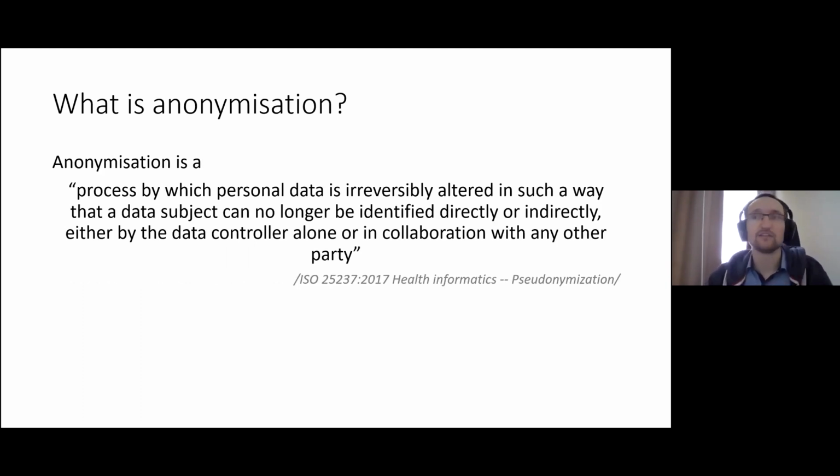So what is anonymization? Anonymization is a process by which personal data is irreversibly altered in such a way that a data subject can no longer be identified directly or indirectly, either by the data controller alone or in collaboration with any other party. So in essence, this means that when we anonymize data, we should not be able to identify whom the data was about. So the individual should not be recognizable.